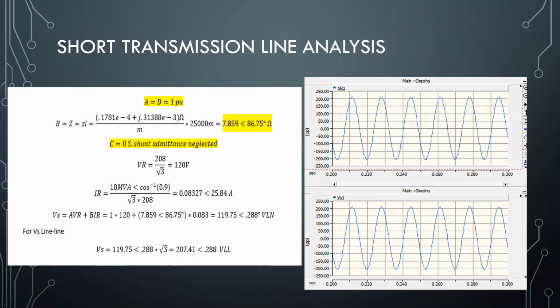So knowing the ABCD parameters for a short transmission line at 25 kilometers, we're able to find the voltage of the load and current of the load easily. Plugging into the formula, the source voltage is shown below: Vs is equal to A·VR plus B·IR. You plug in those ABCD parameters and you can get the source voltage easily. And that is the phase voltage. If you convert it to the line-to-line voltage, you just multiply that number by √3, and you get 207 at an angle of 2.288 volts.